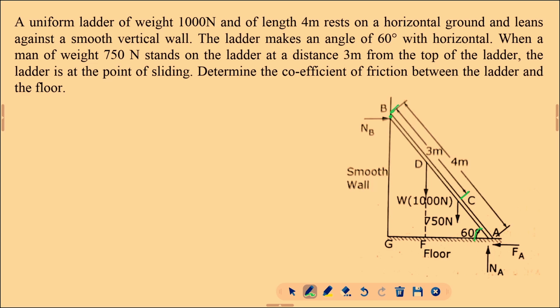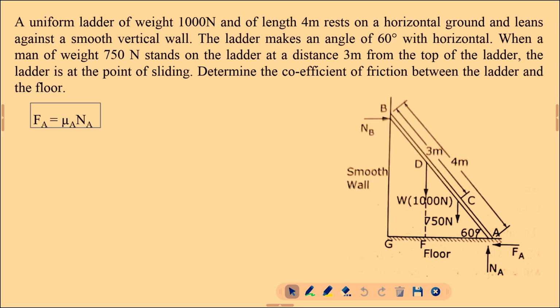The ladder is at the point of sliding. What is happening? A man of weight 750 Newton stands on the ladder at a distance of 3 meter from the top of the ladder. At that time the ladder is at the point of sliding. Determine the coefficient of friction between the ladder and the floor, that is, mu, which is F by normal reaction. This coefficient of friction mu we need to calculate. Let us see how to solve this.